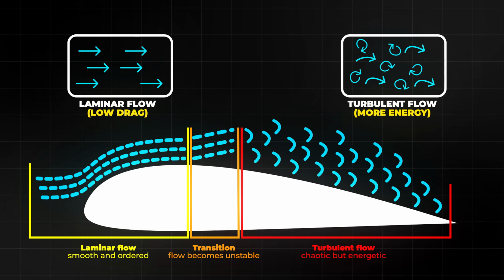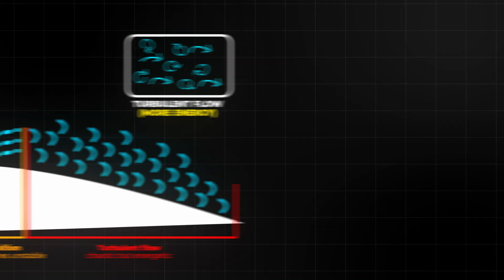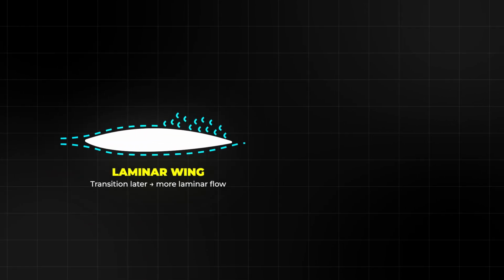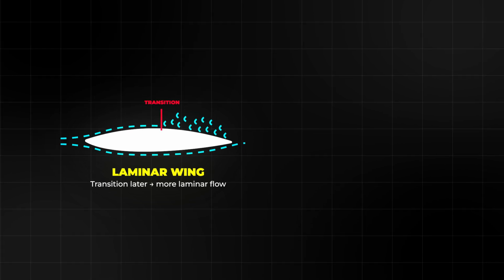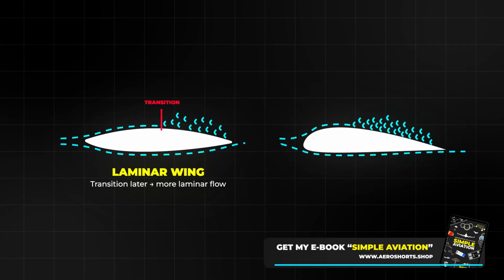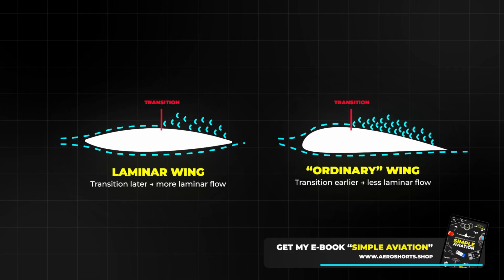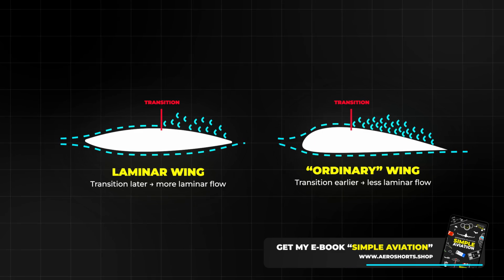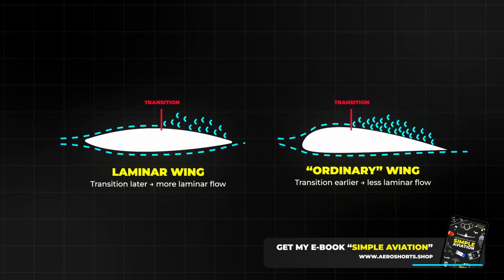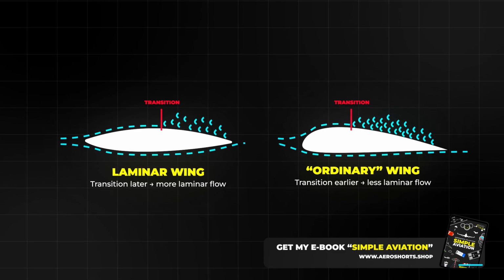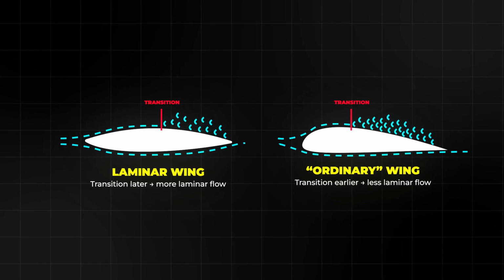But not all wings are the same. Some wings are designed as laminar flow wings or laminar profiles. On these wings, the thickest point is moved farther back. This keeps the pressure low for a longer distance, so the airflow can stay laminar much longer than on a normal wing. If the surface is very smooth and clean, the transition can happen far back on the wing.